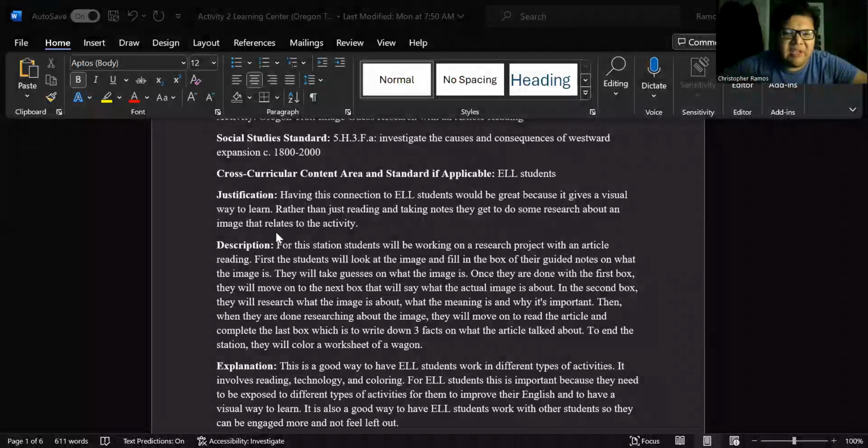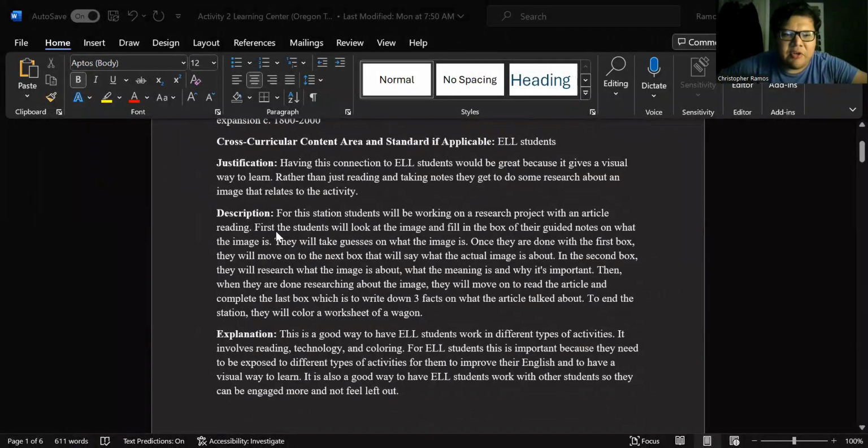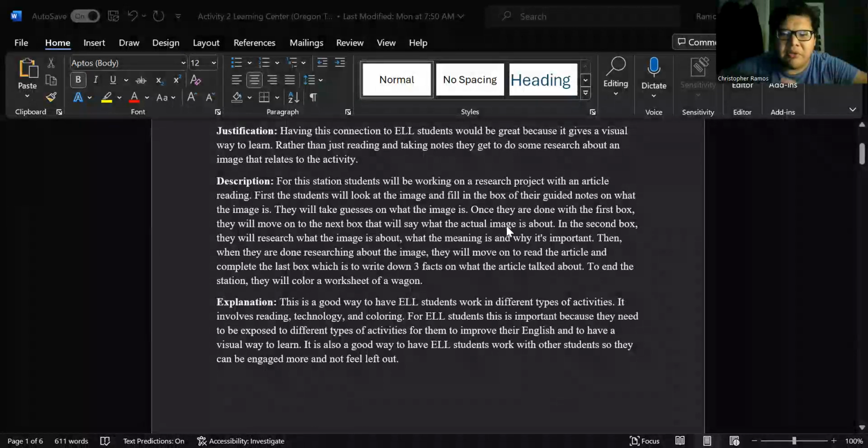So the justification basically is that having this connection for ELO students would be great because it gives a visual way to learn. Rather than just reading and taking notes, they get to do some research about an image that relates to the activity. Even though they will be taking a little bit of notes, a little bit of writing, the main focus is for them to have an engagement with an image instead of just reading. They're still researching, but they're actually doing something for a purpose. And so for the description, the station students will be working on a research project with an article reading. I'm going to go into more detail on that later.